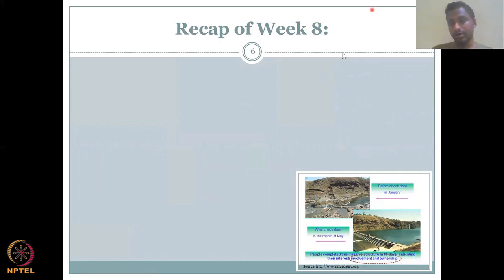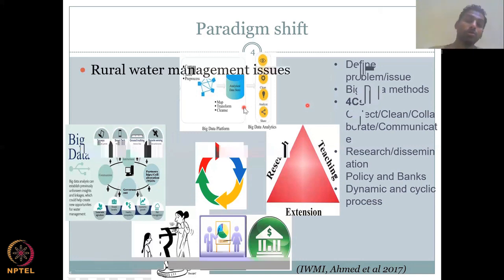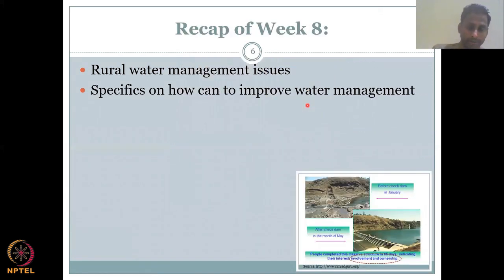Let's take a recap of week 8. This week was very important to look at rural water resource management. After we looked at the hydrological cycle and the key parameters, etc., we looked at the rural water management issues. Where are the issues? How are they coming? What are the key players for the issues, etc.? And then we looked at specifics on how to improve water management. Remember, in the rural water management issues, we looked at other structures, other importance given to rural water, and then we went into water management issues.